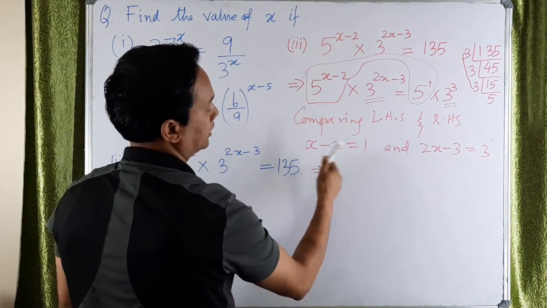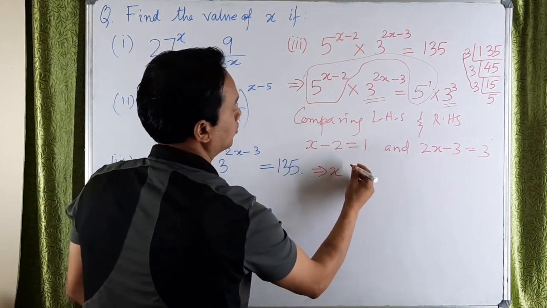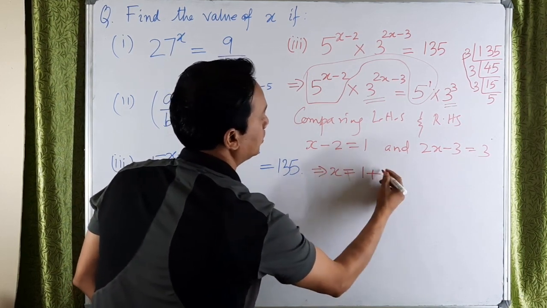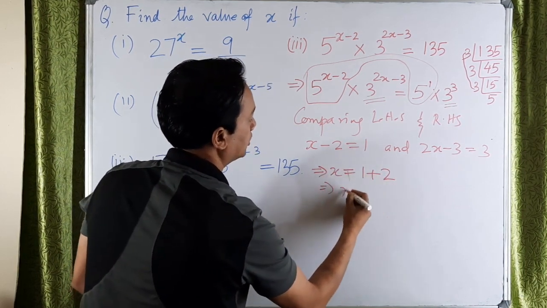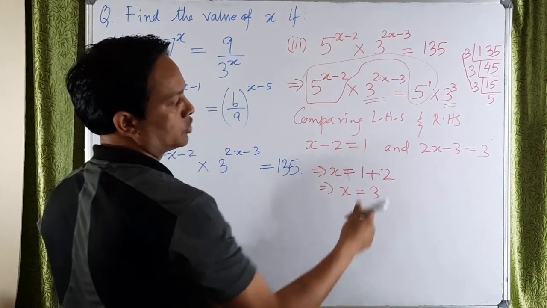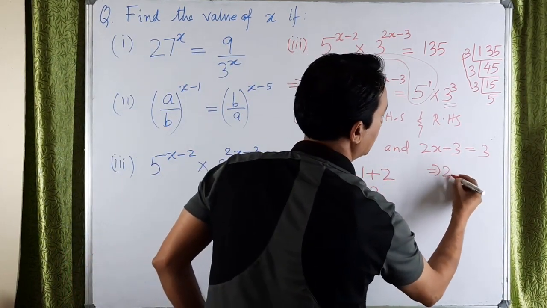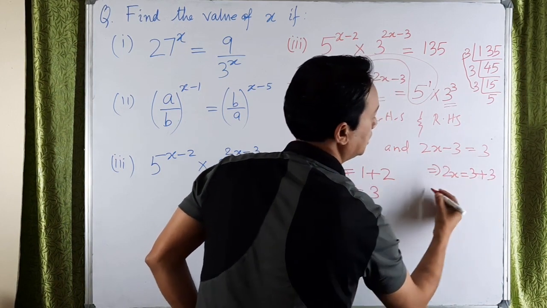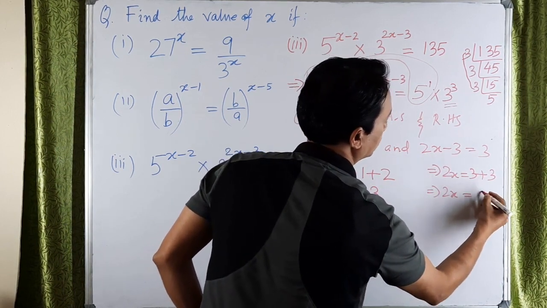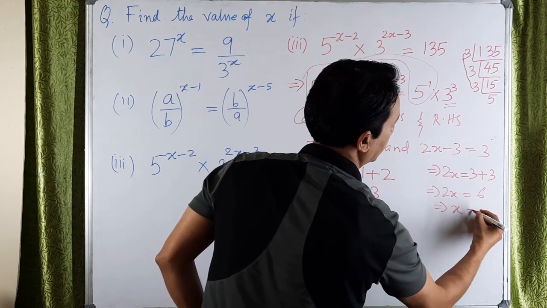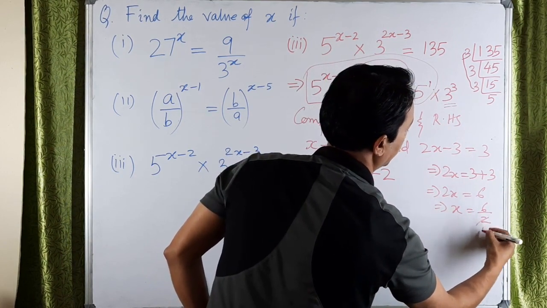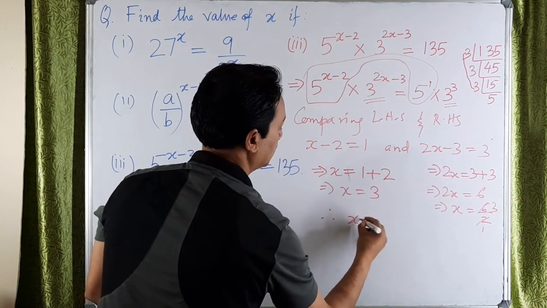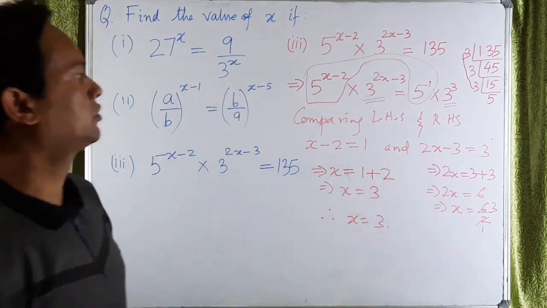So if you write x equals to minus 1, x equals to this 1, minus 2 will become plus 2. So x equals to 3. If you solve this also, you will get the same only. Here 3 minus 3 will become plus 3. So 2x equals to 6. So x equals to 6 divided by 2 equals to 3. So you can solve any one of them. So we got the value of x as 3.